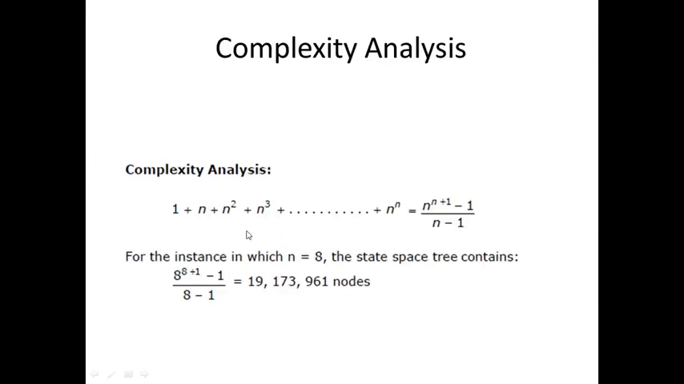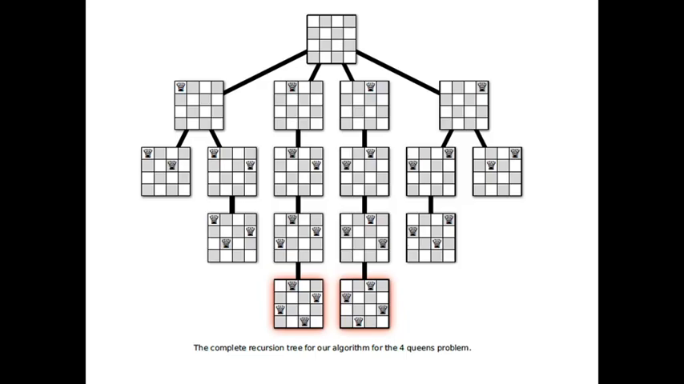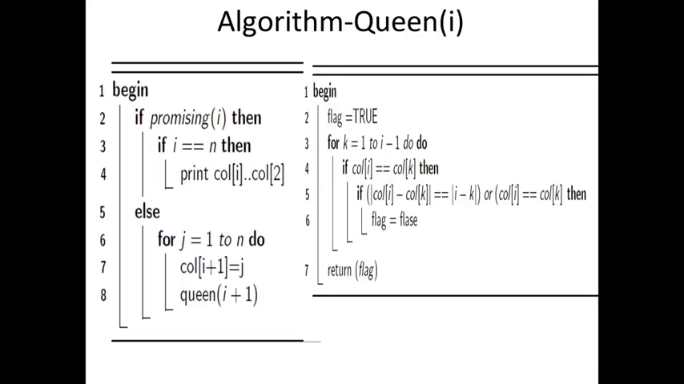And the complexity analysis: you see how many iterations, 1 plus n plus n squared plus n cubed plus up to n raised to n possibilities. That is actually (n raised to n plus 1 minus 1) divided by (n minus 1). And this is a pretty lengthy algorithm. For 8 queens, there are 19,173,961 nodes in the solution tree. Therefore, you cannot draw the complete solution tree, and the illustration is always feasible and simple with the 4 queens problem. And I also hope that they may ask the 4 queens problem in the university examination and see the algorithms.